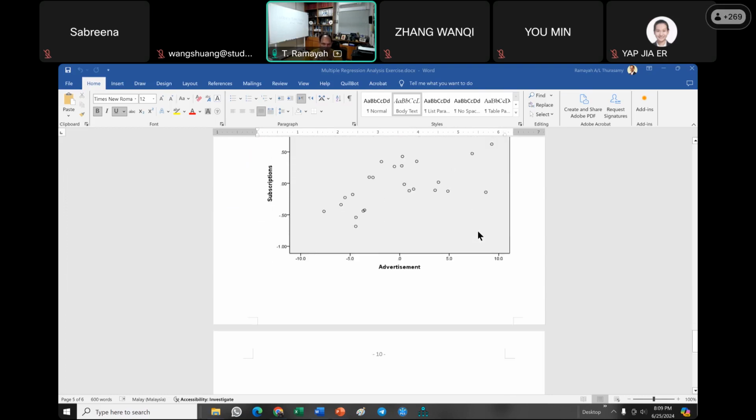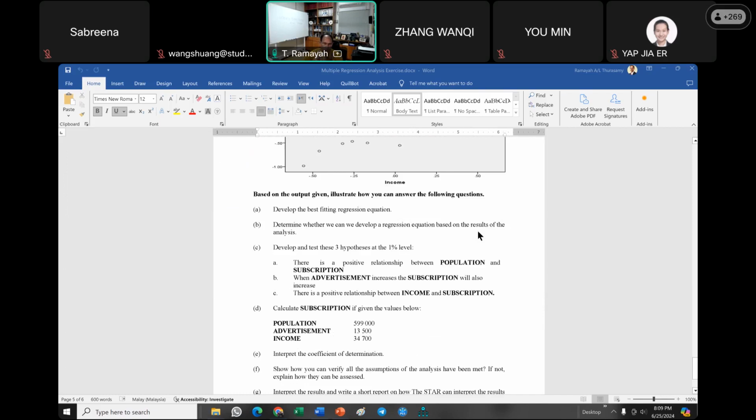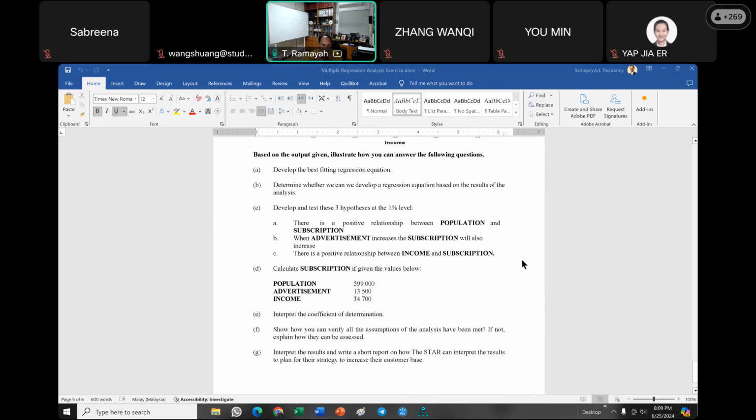So after you look at these values, these are the questions asked. Can you now take out your paper, pencil, and whatever you have, and start doing this so that we can see whether you have a good understanding of the interpretation. Okay. These are the questions that will be given. So the questions are actually answered based on the output already given earlier. So the first question will be: develop the best fitting regression equation.